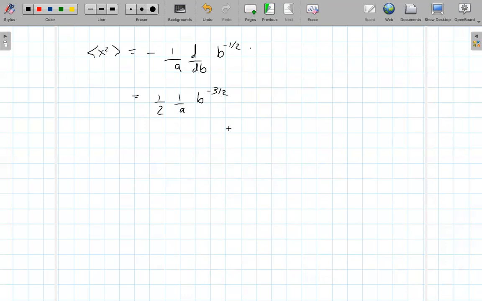That's doing okay. But again, b is equal to 1 over a squared, which is equal to a to the minus 2. So let's plug that in. This guy becomes 1 over 2a times a to the 3rd. So this becomes simply a squared over 2.